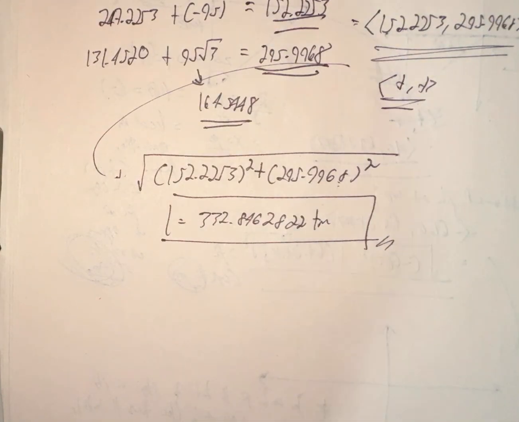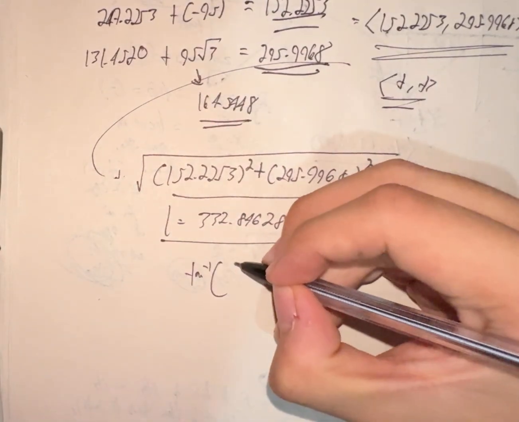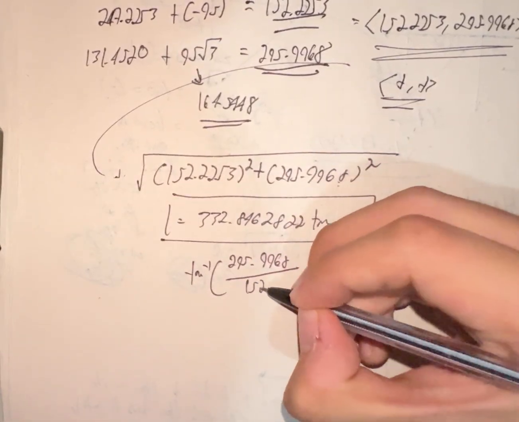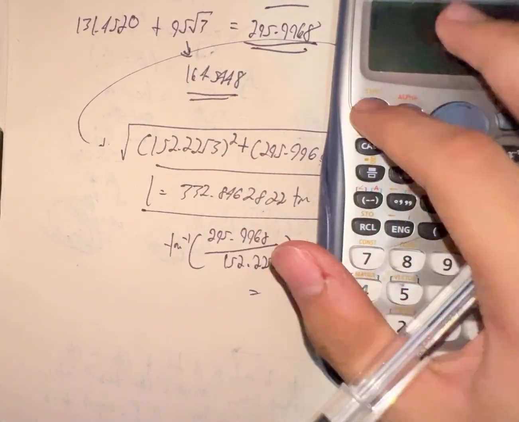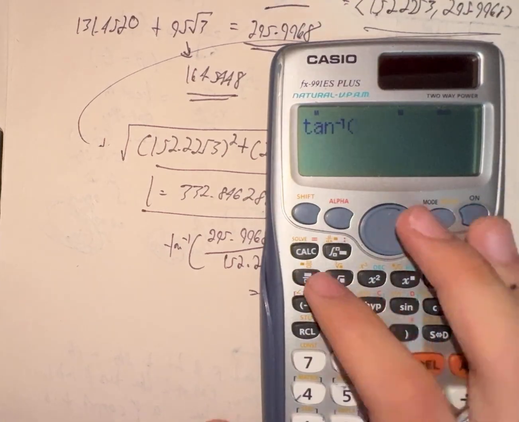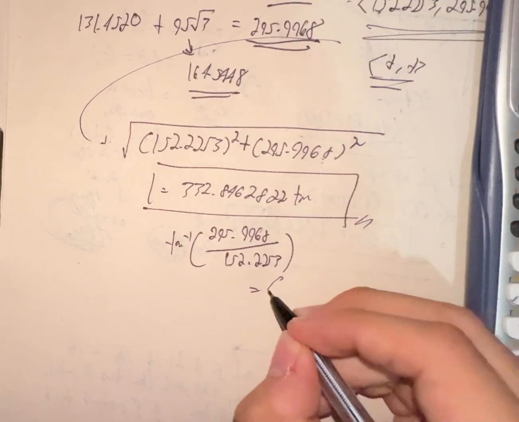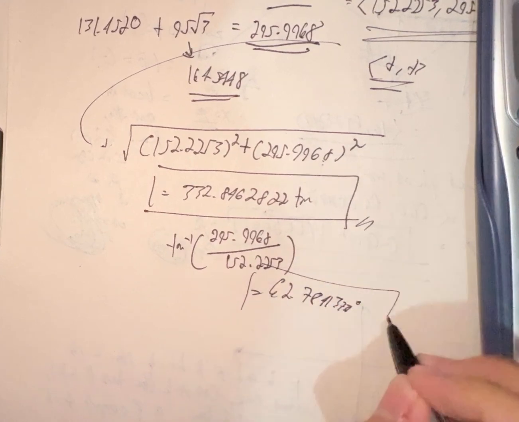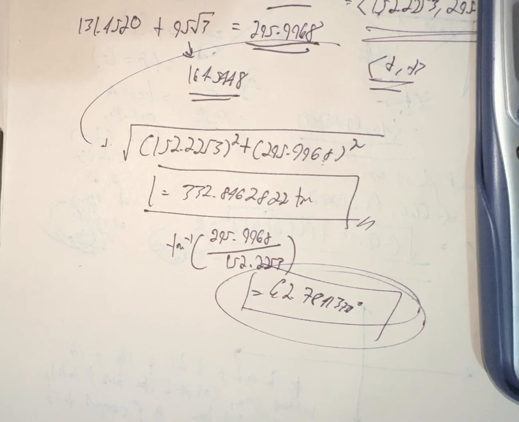That's it. So now we're going to be using tangent inverse, always b over a. So 295.9968 all over 152.2253, shift tan, equals 62.78413731 degrees. Now that is the direction, or the angle, and the magnitude of our resultant.